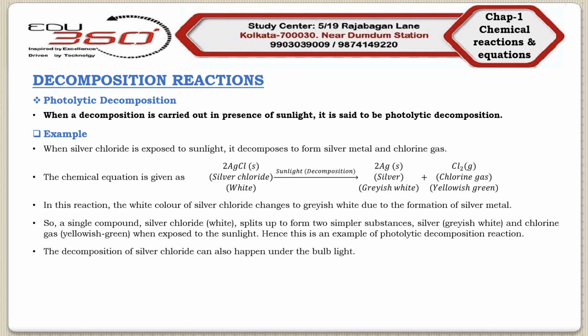Now remember, the decomposition of silver chloride can also happen under the action of a light bulb. So we need light energy to get the photolytic decomposition reaction.